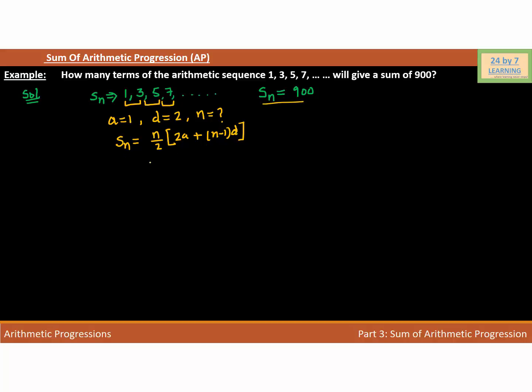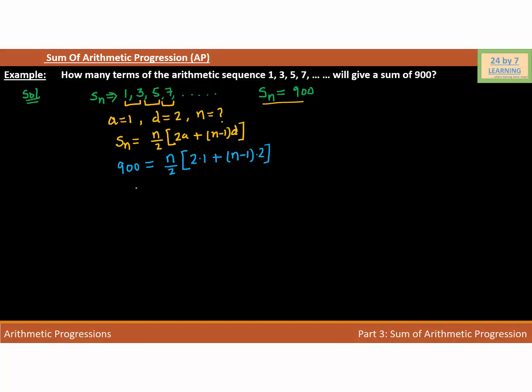So I'm going to substitute all the values. I will write 900 is equal to n over 2, inside the bracket 2 times a, which is 1, plus n minus 1 times d, which is 2, because my common difference is 2.